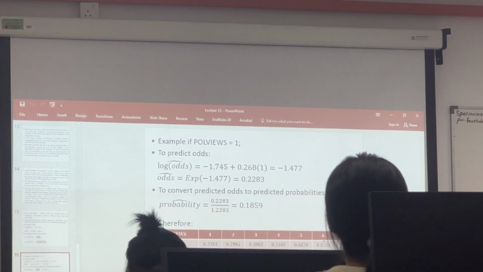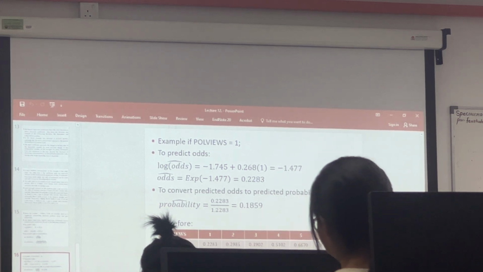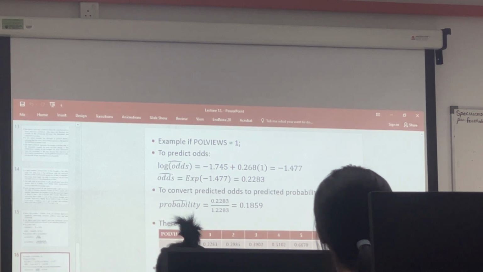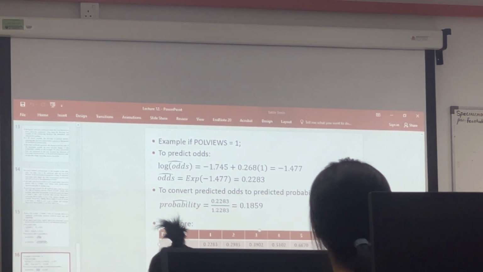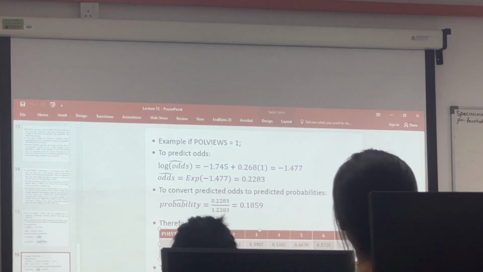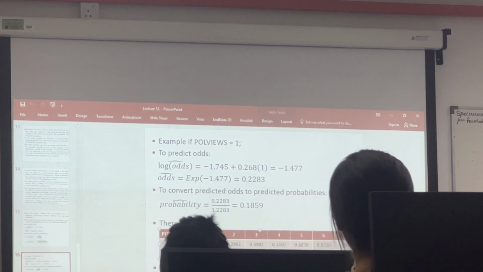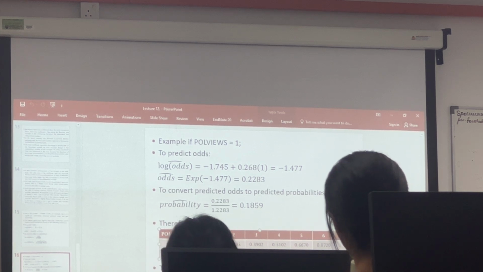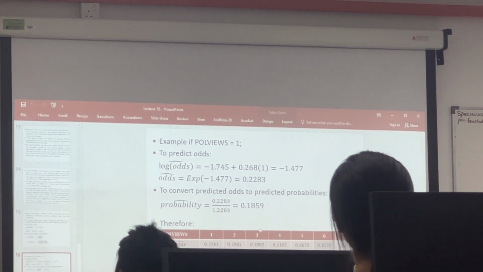So you look at this: up to level 6, the odds are less than 1, meaning that they are less likely to own a gun. In terms of probability, it is also less than 0.5. Those are considered semi-liberal up to level 6, slightly conservative. So they are less likely to own a gun.